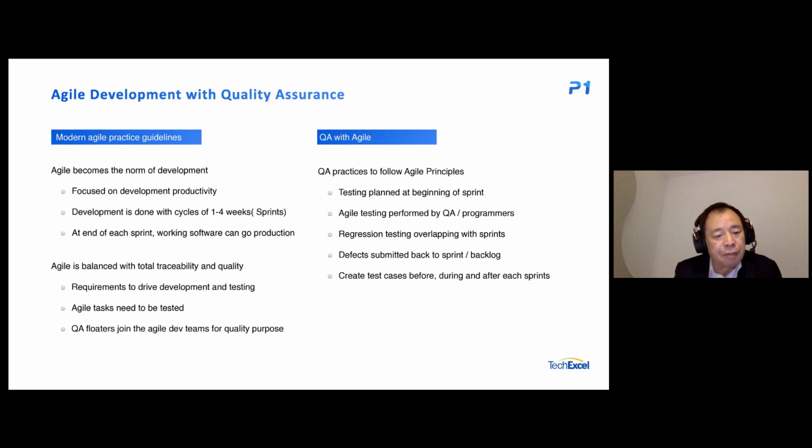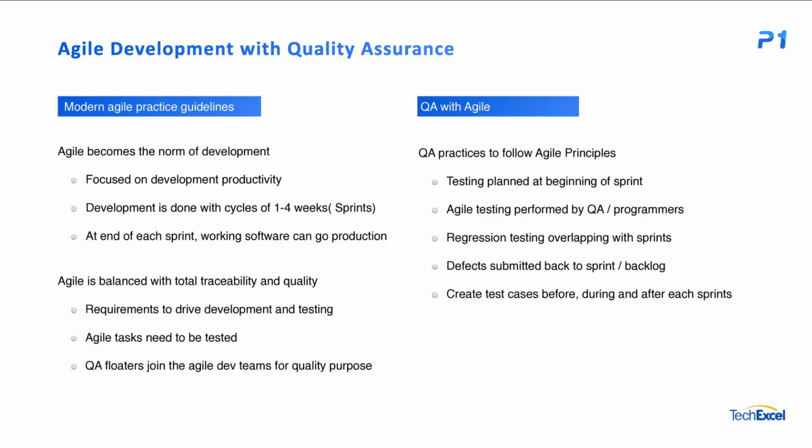Okay, so Agile development. From the Agile developers' viewpoint, the primary goal is gaining productivity, and the development is often done within one or two week sprints, where at the end of each sprint we would like to see our working software go to production and be used by our customers. Because agile is becoming so popular these days, it's more important that agile be balanced by integrating with requirement management and quality management. So often QA testing is implemented in addition to the agile process.